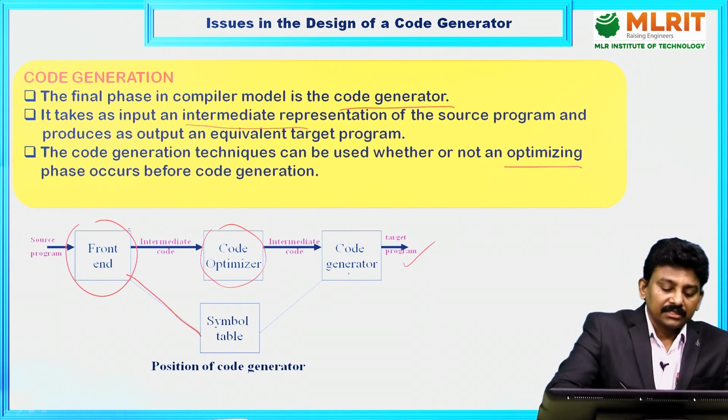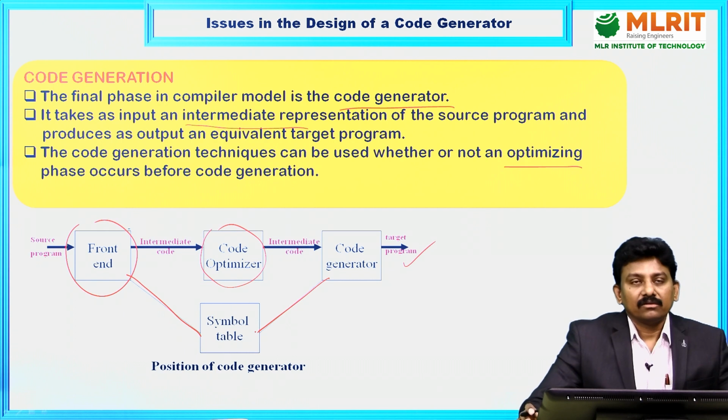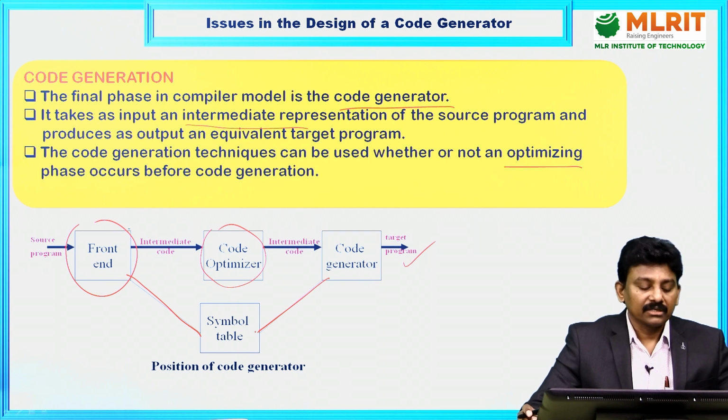Front end and code generator are connected to the symbol table. Front end will maintain the symbol table. Both front end and back end, that is back end means code generator, will coordinately use the symbol table.